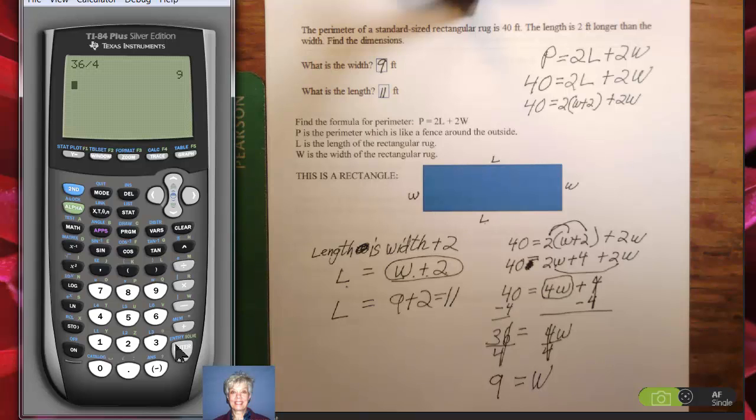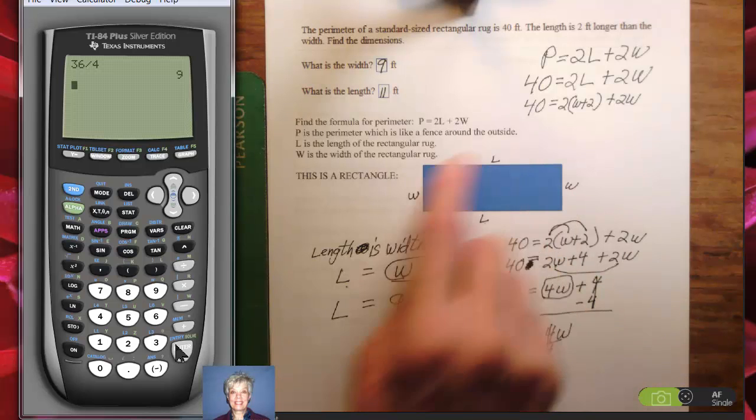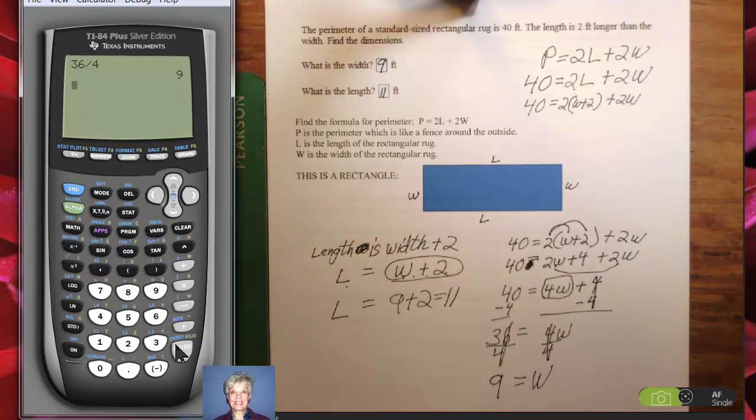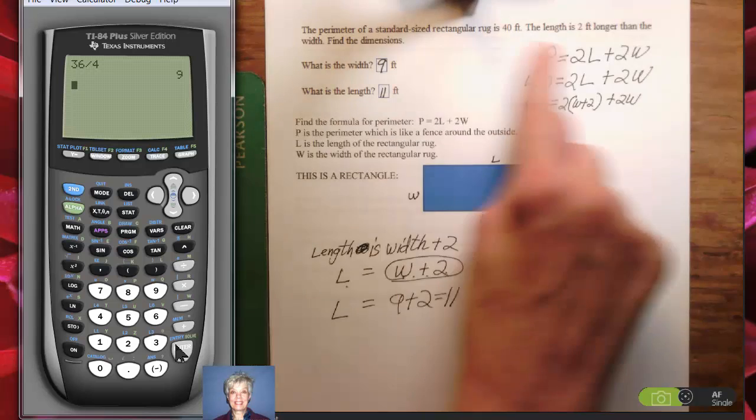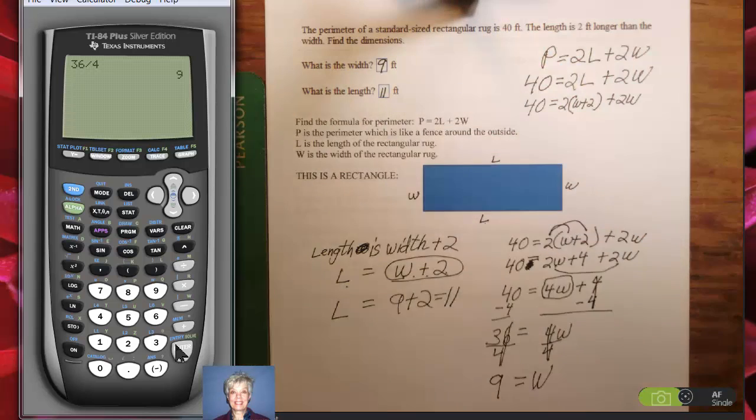What did you do to solve this? You remembered what a rectangle was. You wrote out where the length and the width dimensions were. You remembered what the formula is, P equals 2L and 2W. You read the problem where the problem says that the length is 2 feet longer than the width.